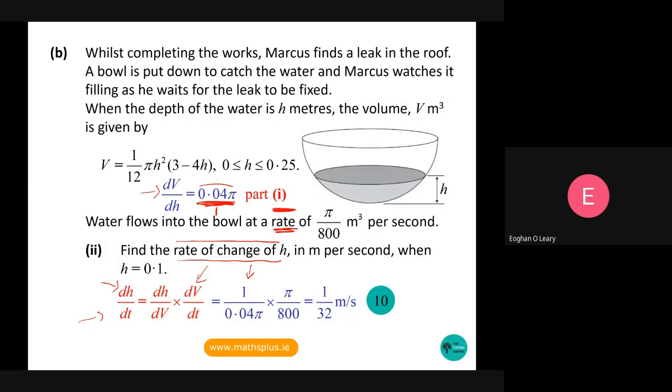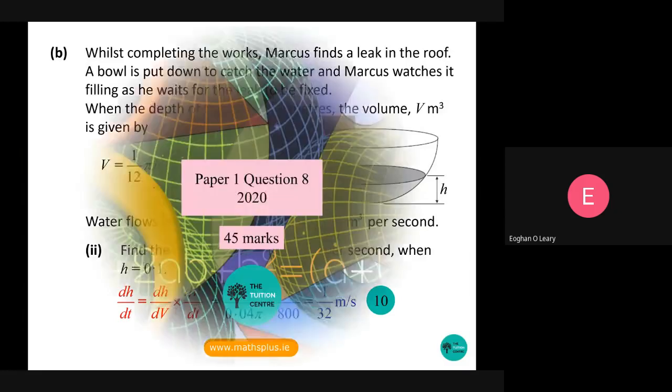And just to mention again, give yourself the benefit of the doubt if you were affected in any way by the little typo in that part of the exam paper. Okay, so with that, we're going to move on to question 8.